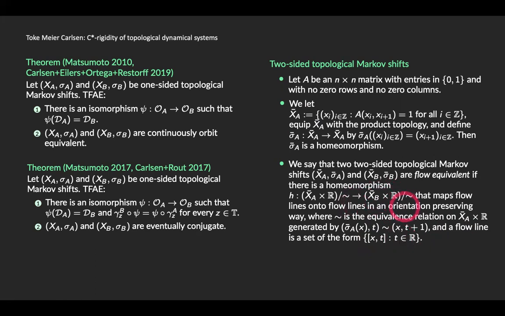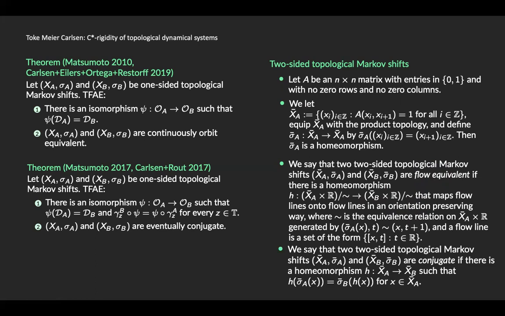So this notion here, flow equivalence, is a notion that's very natural in dynamics. It's a way of taking a discrete topological dynamical system and making it into a continuous dynamical system where R is acting instead of Z. And we also have the notion of conjugacy. That's the case when you have a homeomorphism between the shift spaces that intertwines the two shift maps here.